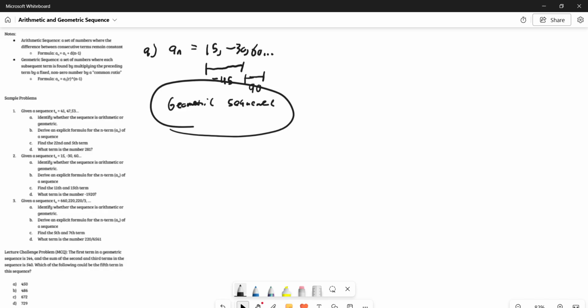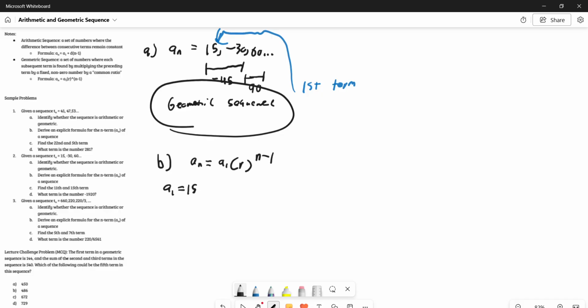Okay, part B. Now we need to find the formula for this. So a sub n for a geometric sequence is going to be a sub 1 times r to the power n minus 1. We can figure out the first term already. This is the first term, let's highlight it. Anyways, that is the first term. So a sub 1, we can conclude, is 15.